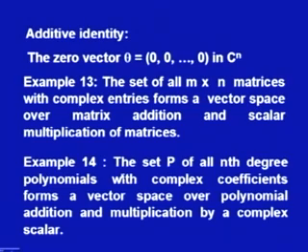The next example is the set P of all nth degree polynomials with complex coefficients. They also form a vector space with respect to polynomial addition and multiplication by complex scalars. These are some easy straightforward examples, and one can easily work them out.